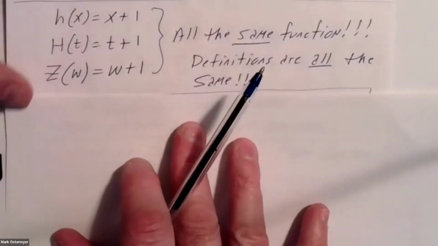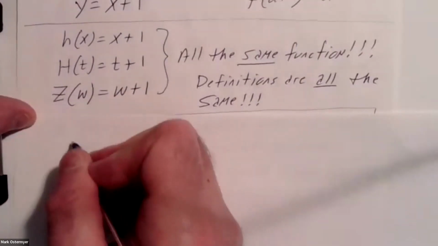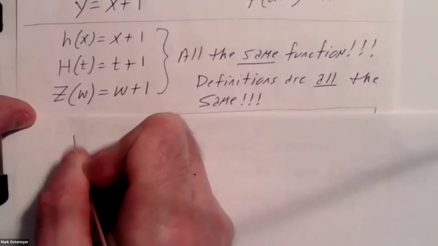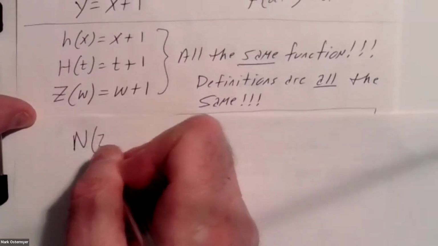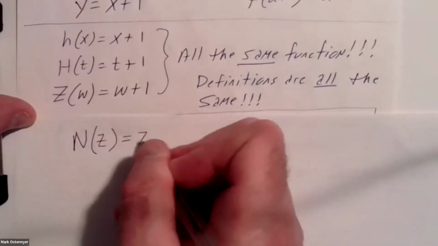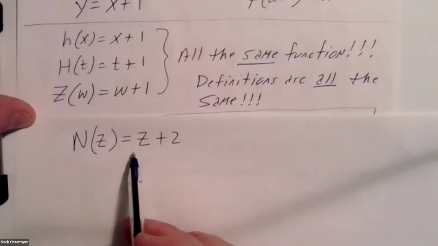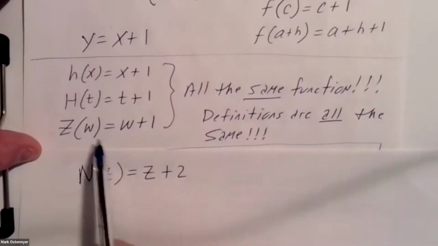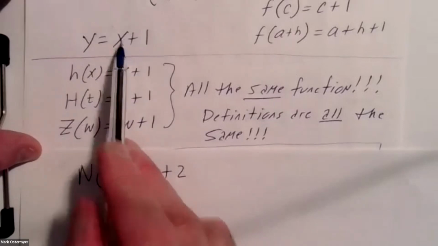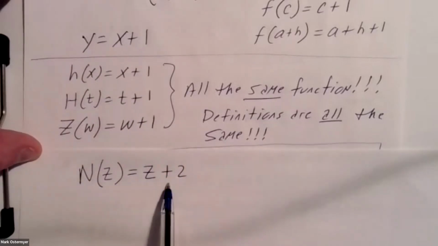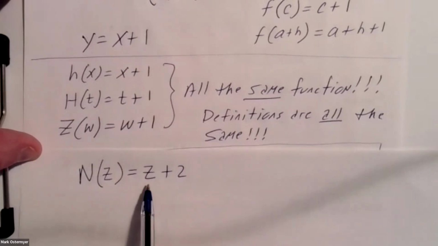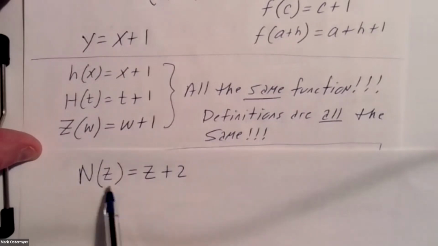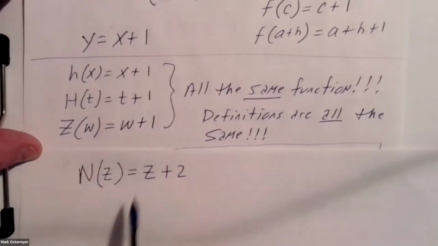So in other words, if I come up with this function here, let's say n of z is equal to z plus 2. Is this function the same as all these other ones above? Is this the same function? No, it is not, because what has changed? Oh, because I'm calling the input variable z and the output variable n of z? Is that the change? Is that what causes this not to be equal to the other functions? No. What's changed, ladies and gentlemen?